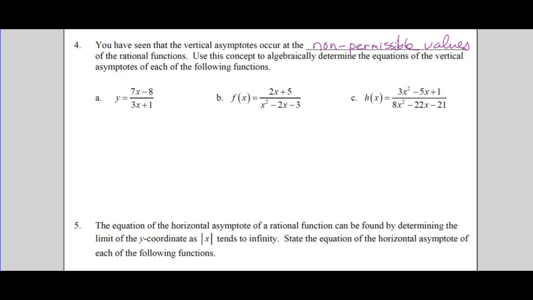But use this concept to algebraically determine the equations of the vertical asymptotes of each of the following functions. Okay, well, the first one's pretty easy. So what's the first one? So all you can do is this. The non-permissible value would be if 3x plus 1 were equal to 0, which means that 3x would be equal to, and x would be equal to. And, okay, same deal. The non-permissible value will occur if this is equal to 0.